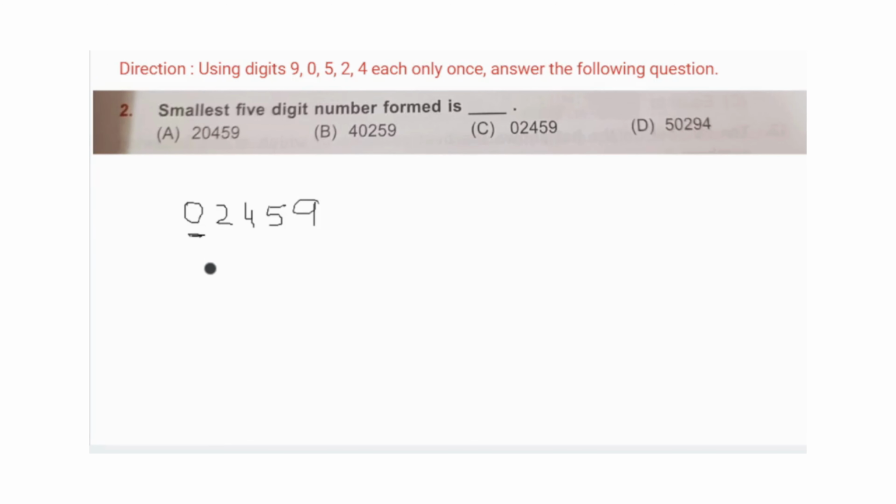So let's write down the next digit after 0, which is 2. Since we did not start the number with 0, we can write down 0 as our next digit, and then the next smallest digit, which is 4, the next smallest digit, which is 5, and then the largest digit 9. So the result that we get is 20459, which is option number A, which is the correct answer.